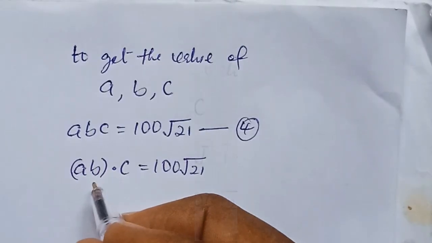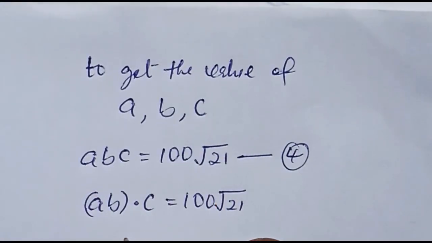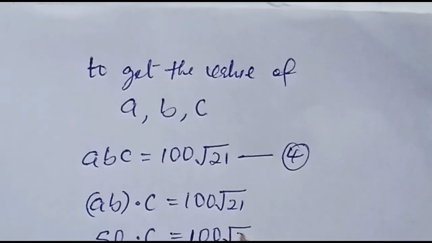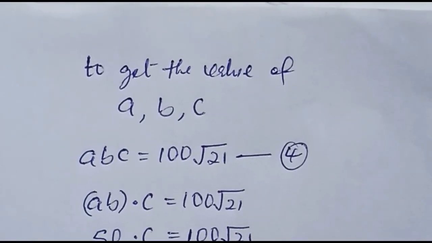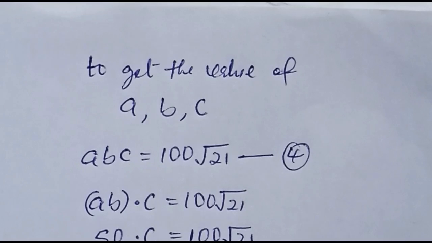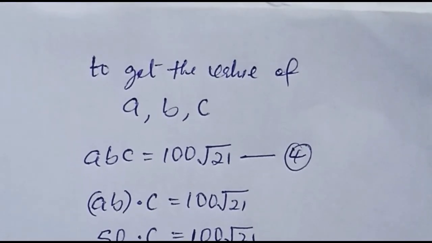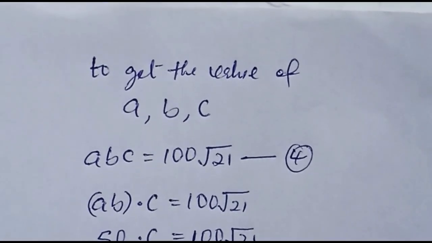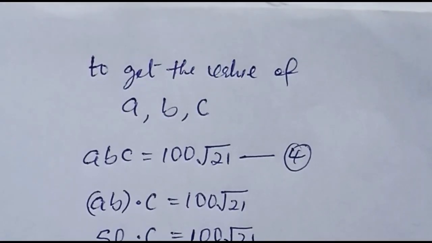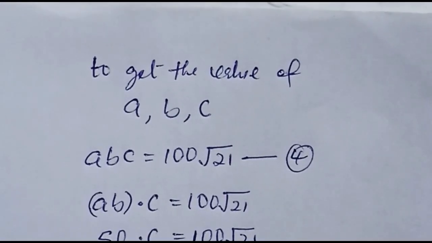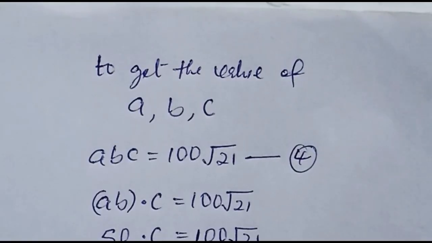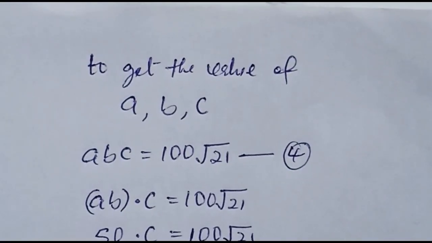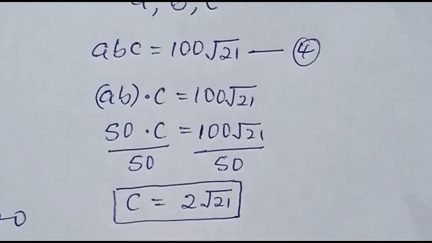So I know the value of A, B in our given question, which is 50. Now multiply by C equal to 100 square root of 21. So I'll divide both sides by 50. Then I'll have C to be equal to 2 square root of 21. I've gotten the value of C. Then I'll need to find the value of B as well.